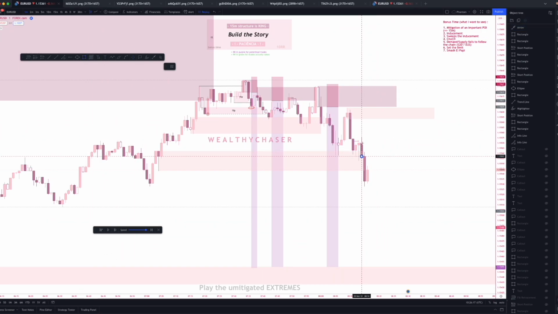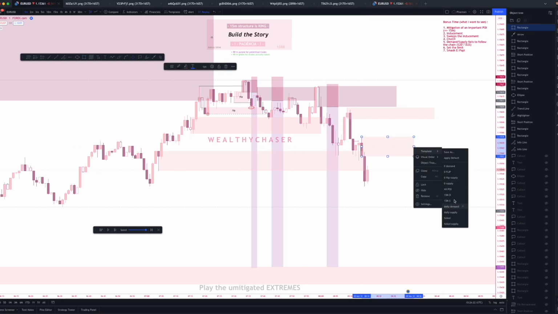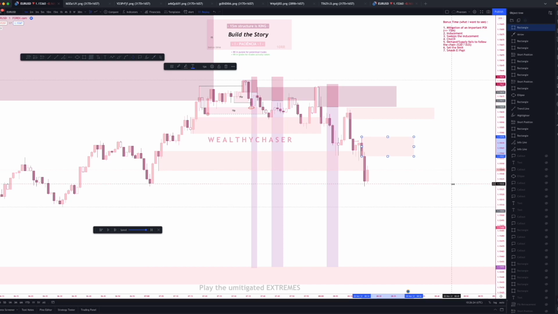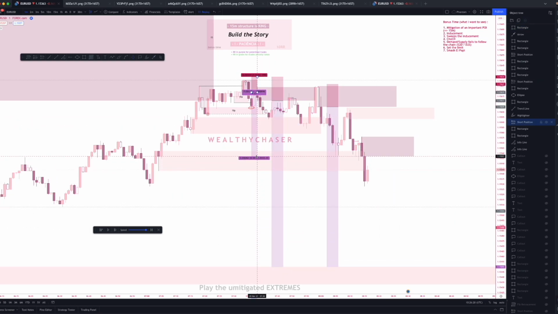I was willing to take an entry here in order to make some more R's, especially because I was already risk-free from this one. Look, I always take partials at 4, and look. So this one is already risk-free, so I could take another entry here, and that's what I did. I took another entry here.